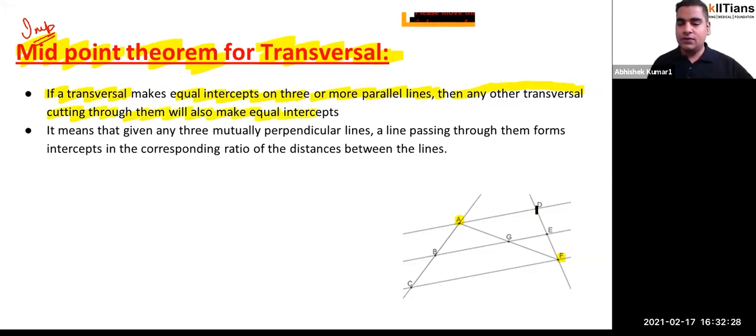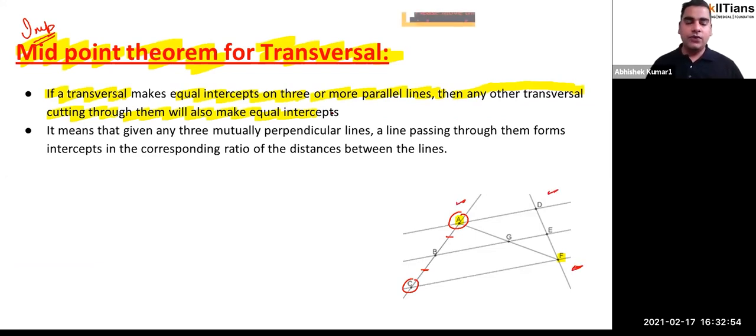You know what they are trying to say? They are trying to say that, let us consider, we are talking about AC. If this AC makes equal intercept, equal intercept means if we have AB equal to BC, then you have got two more transversals. And what are those two more transversals here? The other two transversals are AF and DF respectively.